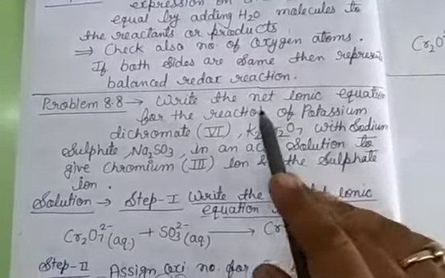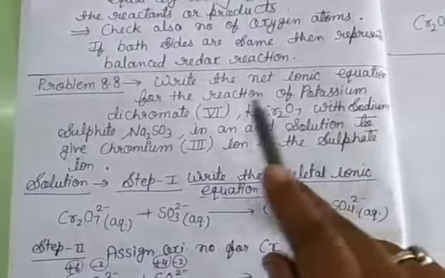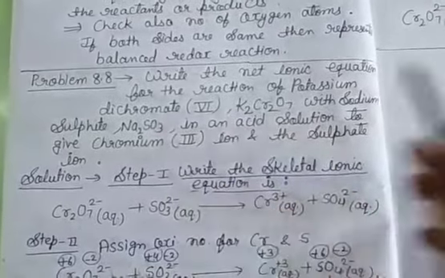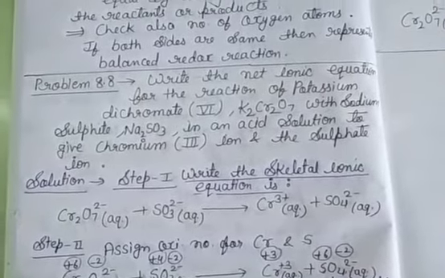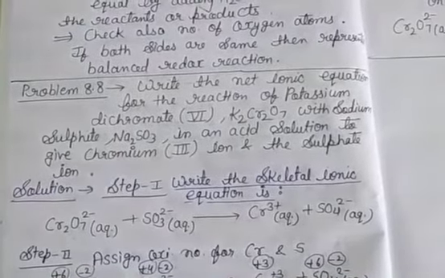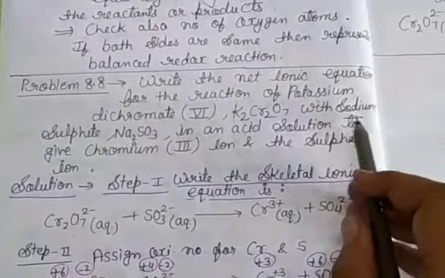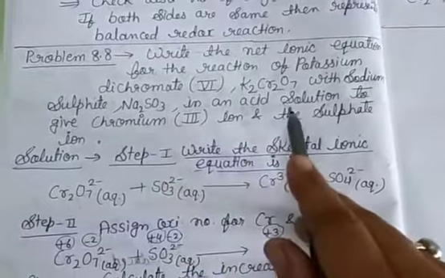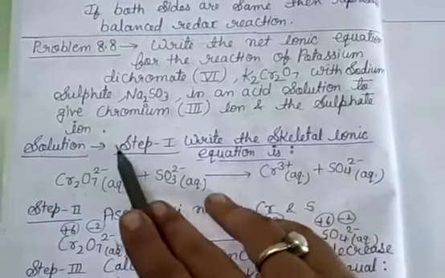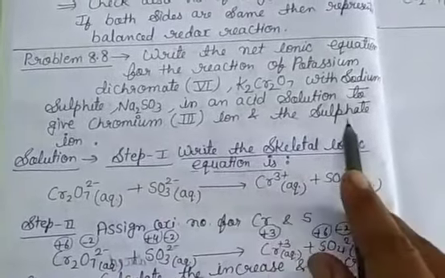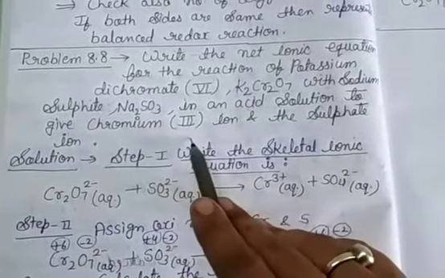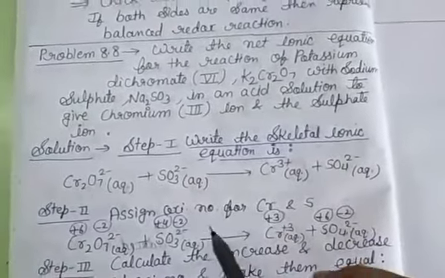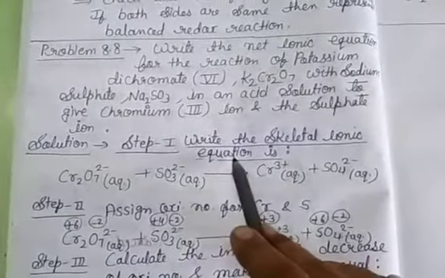See, write the net ionic equation for the reaction of potassium dichromate, that means K2Cr2O7, with sixth oxidation number given. K2Cr2O7 reacts with sodium sulfite, Na2SO3, in an acid solution. And it gives the products chromium third ion, Cr plus 3 valency given, and the sulfate ion, SO4 minus 2. So in the solution, first we have to write step first.